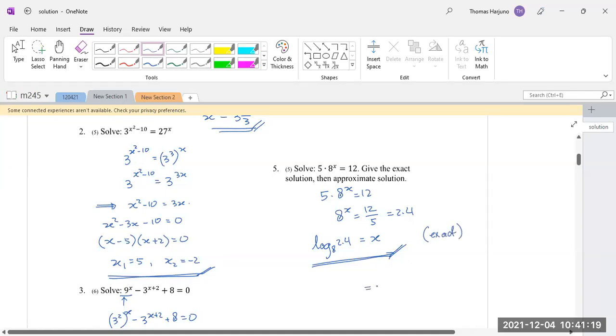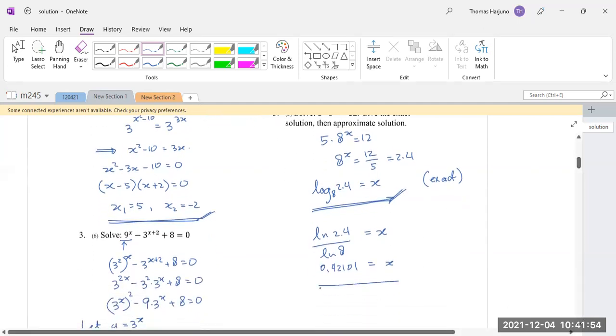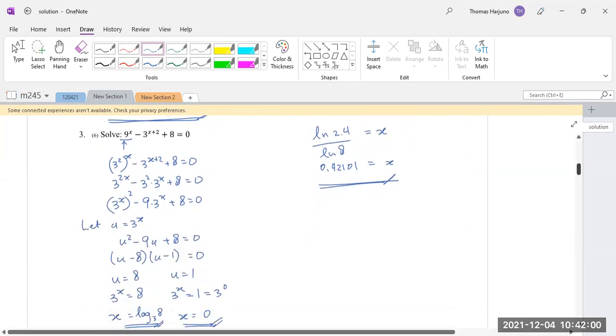Now if we want the approximate solution, we need to do the change of base: natural log of 2.4 over natural log of 8. Then we use our calculator. You can use log base 10 too, that's fine. I get 0.42101 in 5 decimal places. Okay, that's for page 1. Let's go on to page 2.